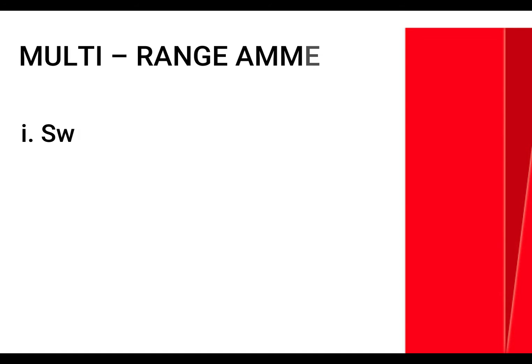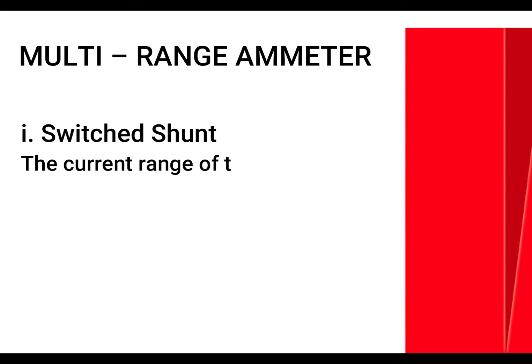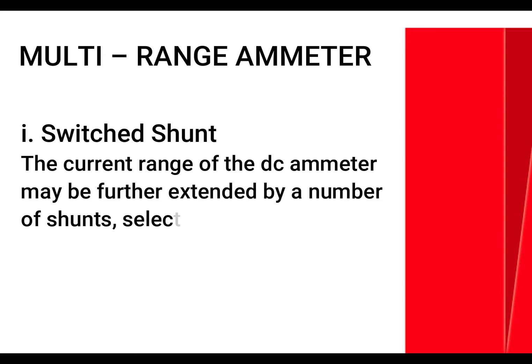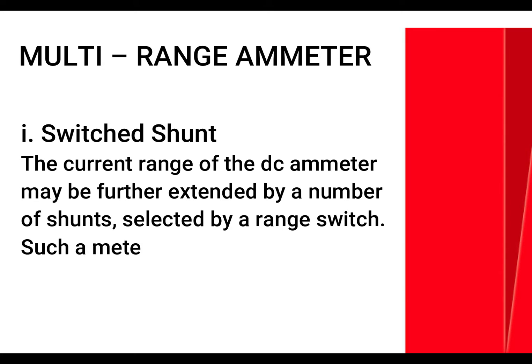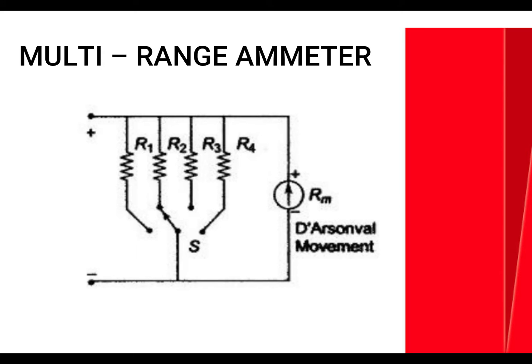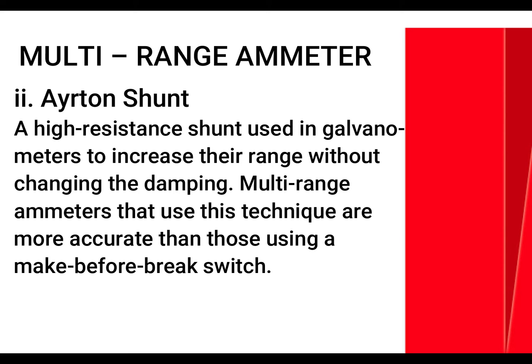Multi-range ammeter. Switch shunt. The current range of the DC ammeter may be further extended by a number of shunts selected by a range switch. Such an ammeter is called the multi-range ammeter. Ayrton shunt. Ayrton shunt or universal shunt is a high resistance shunt used in galvanometer to increase the range without changing the damping.